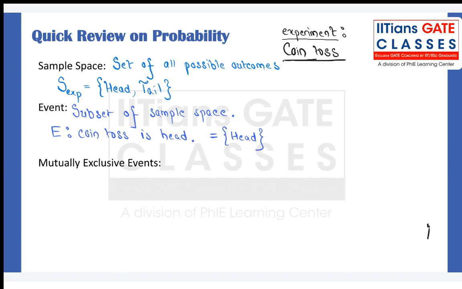If I ask you what is the probability of the event E occurring, what will it be? It will be the number of elements in the event space divided by the number of elements in the sample space. So it is 1 over 2. This is very elementary maths, nothing I'm complicating now. What do you mean by a mutually exclusive event? Let's take two events, E1 and E2. When can I claim that they are mutually exclusive?